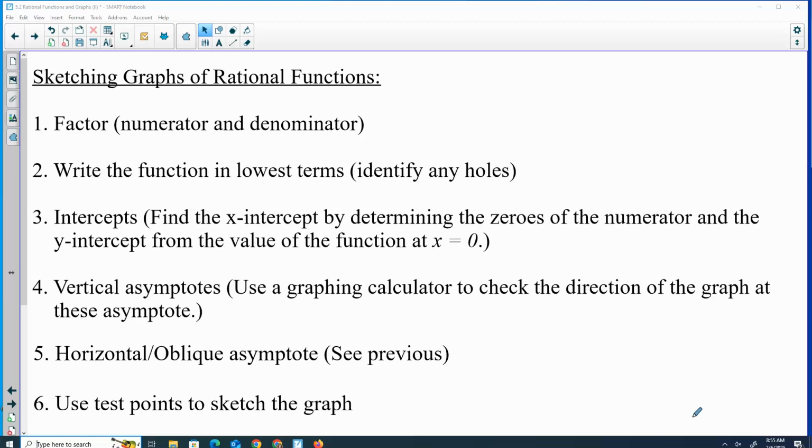What's called a hole in our graph. We'll find the x and y intercepts of our graph, find all the asymptotes, and then, unfortunately, since we can't use graphing calculators this year, we'll have to plug in some points to get test points for this.